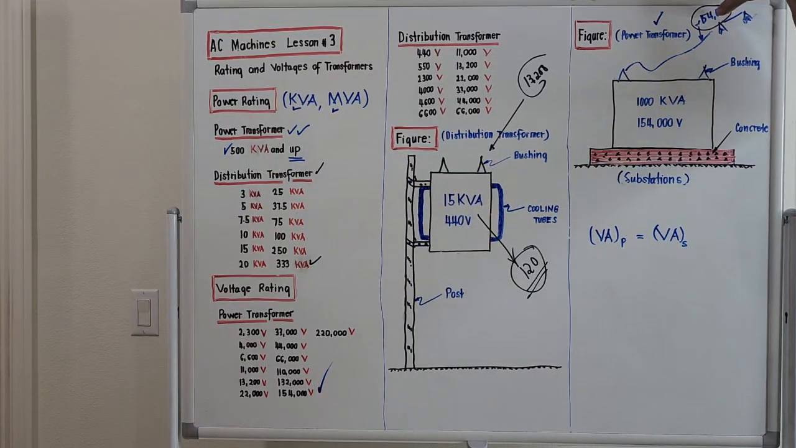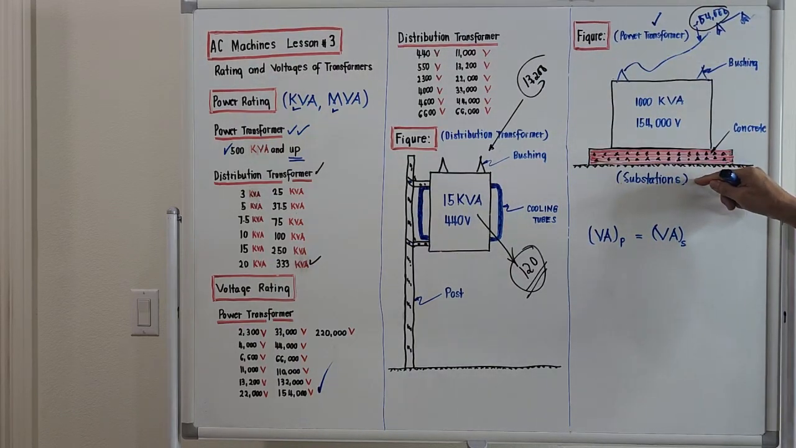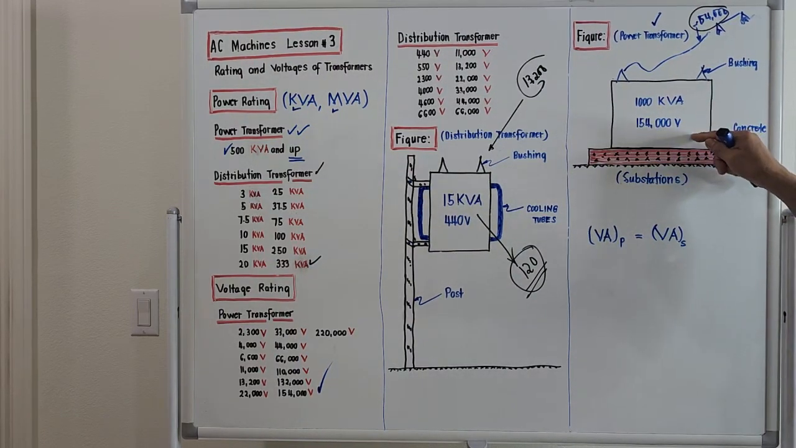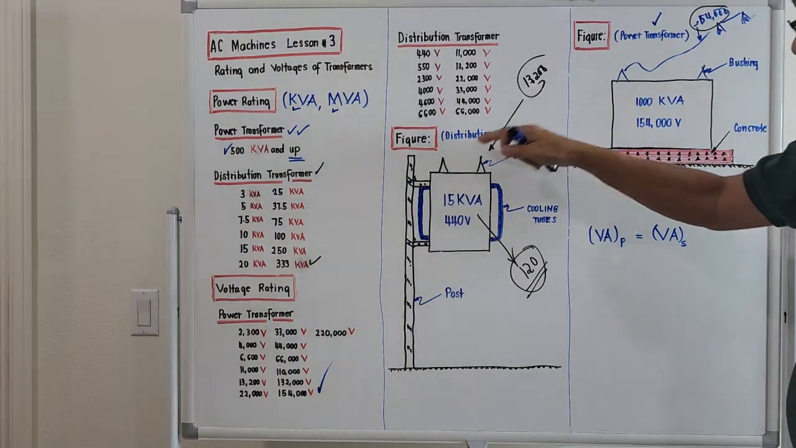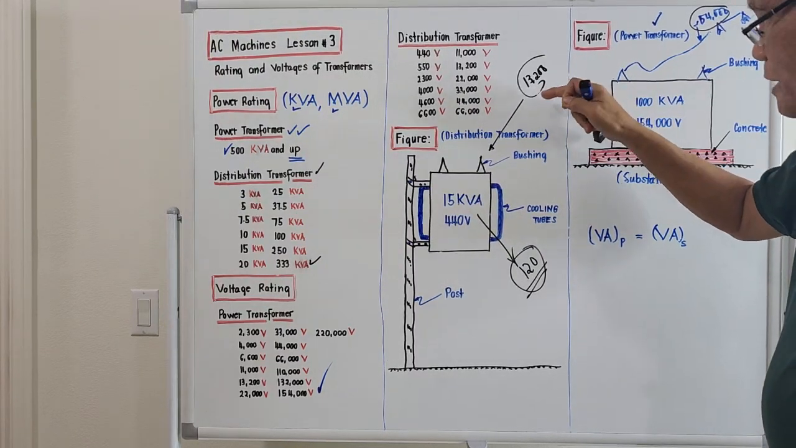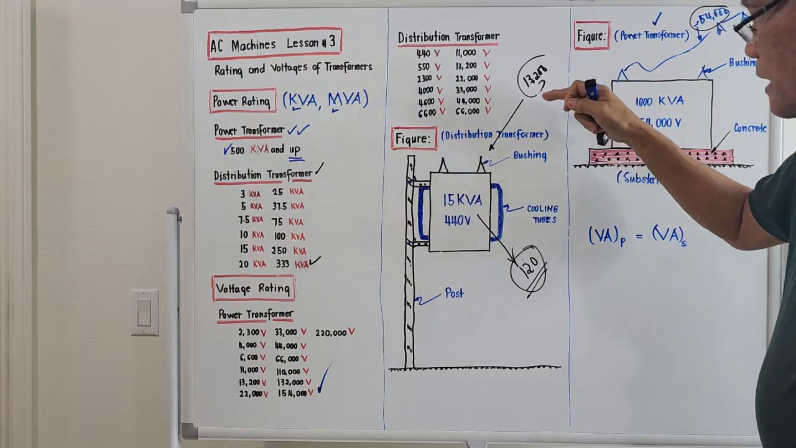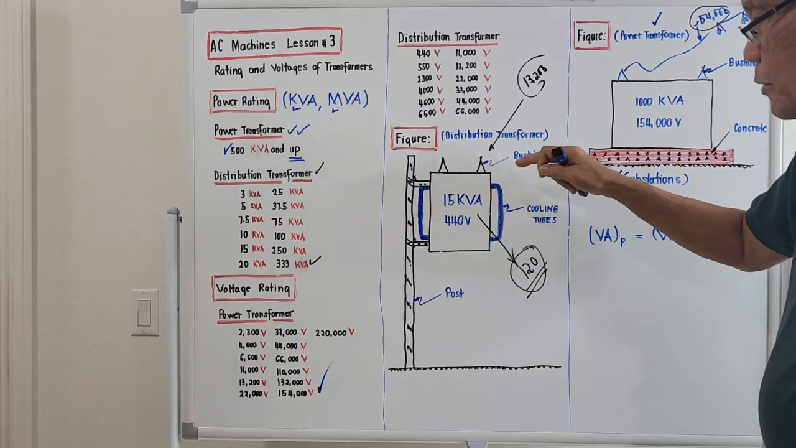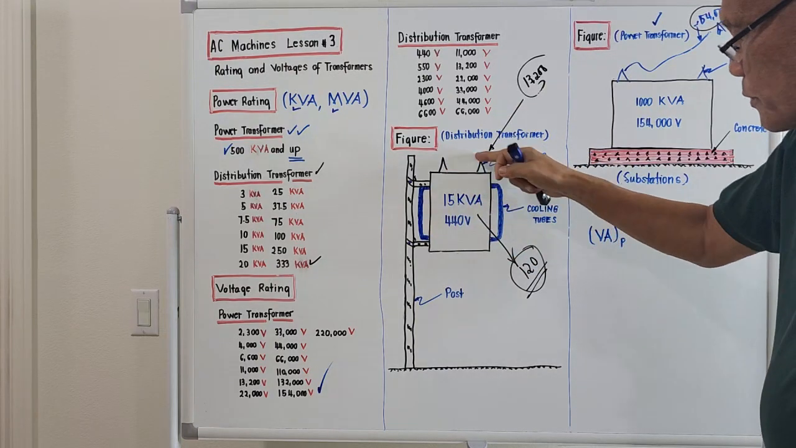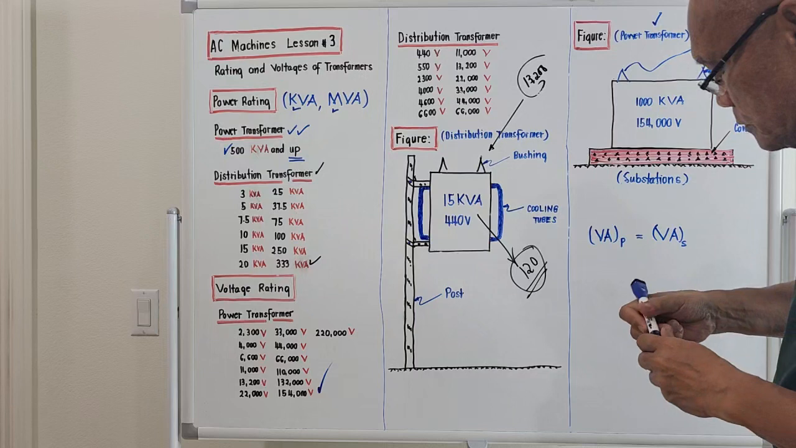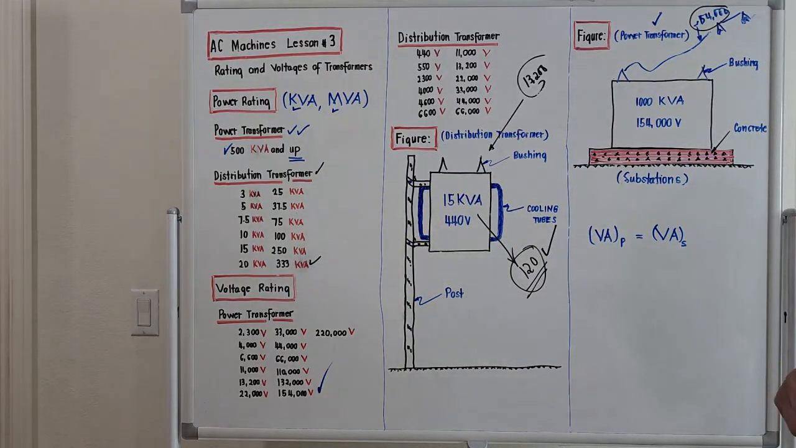The high voltage from the power plant will be stepped down by the power transformer through the substations, and the stepped down voltage is again fed to the secondary lines, and the distribution transformer will again step down this 13,200. It depends on what is the arrival voltage to the distribution transformer. But lastly, the output of the distribution transformer should be around 120 volts. Okay, that's it, guys.